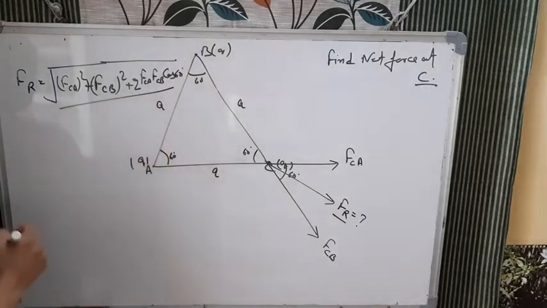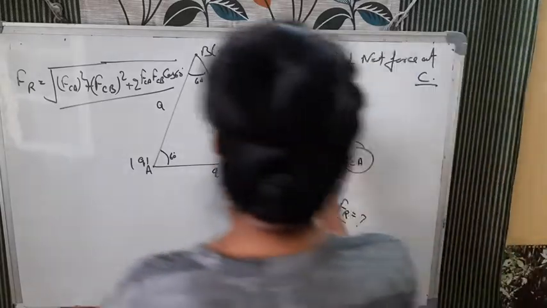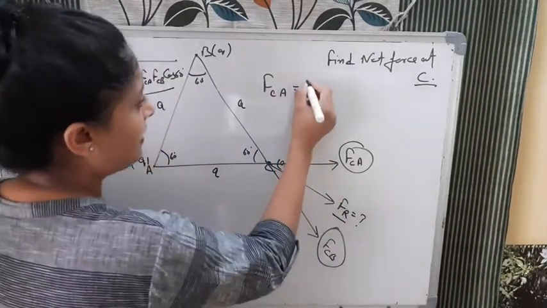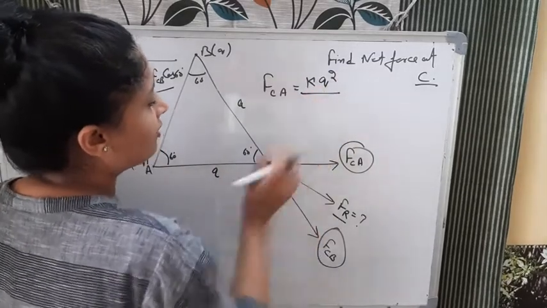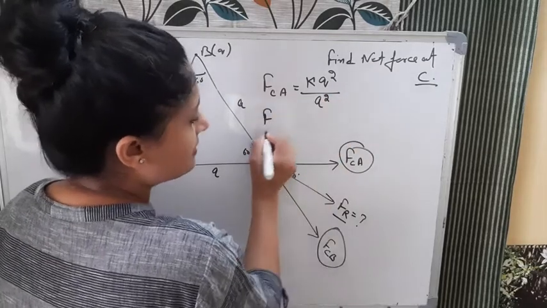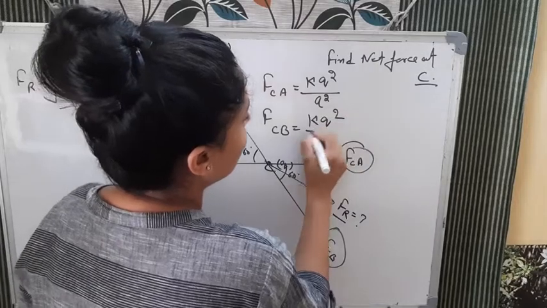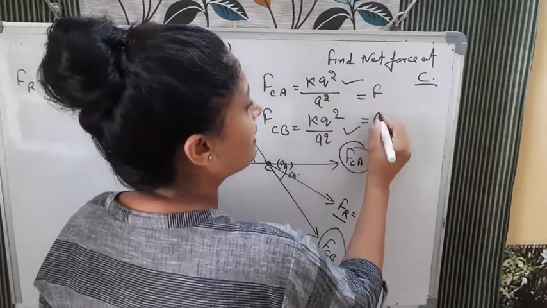First we need to find what FCA and FCB are. How will you calculate FCA? Apply Coulomb's law: K Q square, this is Q, this is Q, divided by the distance between them, which is A, so A square. This is FCA. In the same way, FCB is K Q square divided by A square. Both are equal, so we can write both as F.